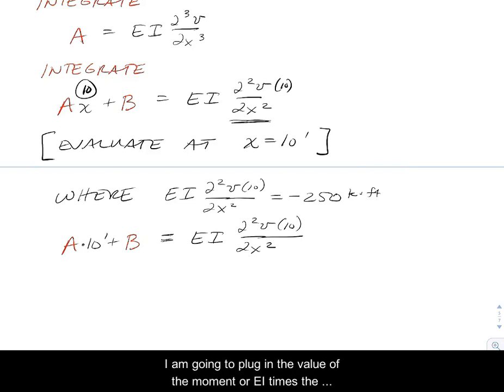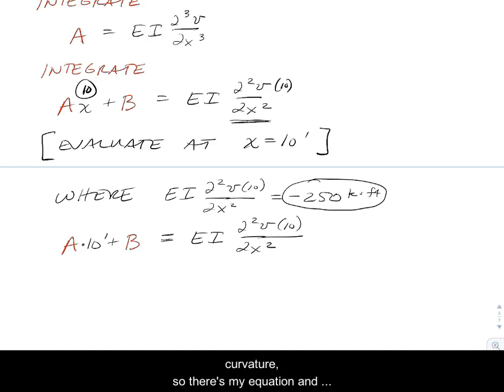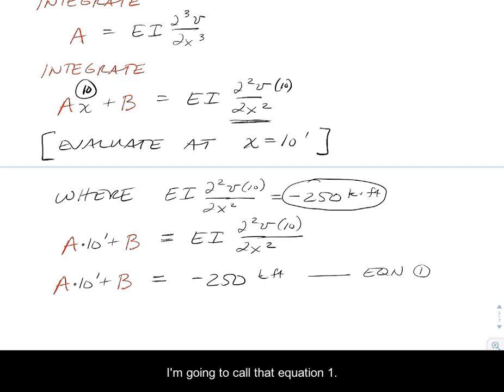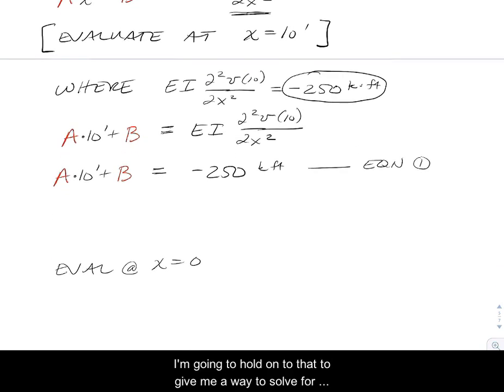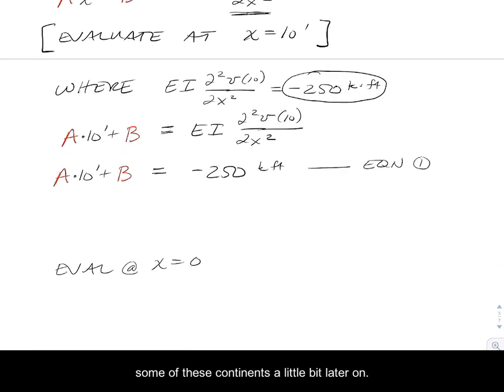And I'm just going to plug in the value of the moment, or EI times the curvature. So there's my equation. I'm going to call that equation 1. I'm going to hold on to that. It's going to give me a way to solve for some of these constants a little bit later on. So now I'm going to integrate this thing again.